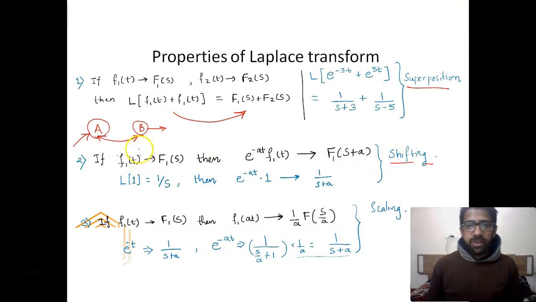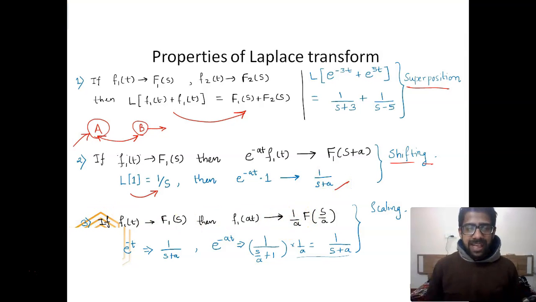The example is here: the Laplace transform of 1 is 1 by s. Now if you multiply 1 by e raised to minus at, the original Laplace transform is going to change by just replacing s by s plus a. So the Laplace transform of e raised to minus at into 1 will be 1 upon s plus a. You can check this property for any other known Laplace transform. So this is the example for it.